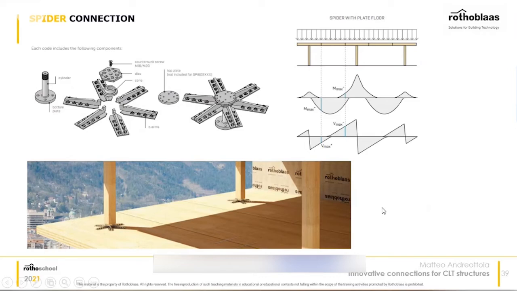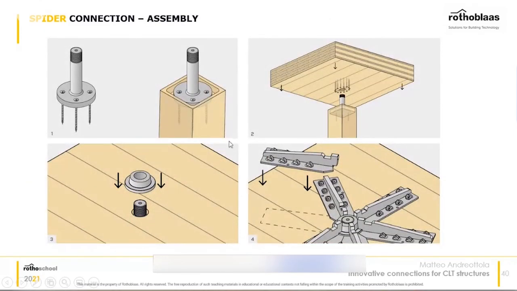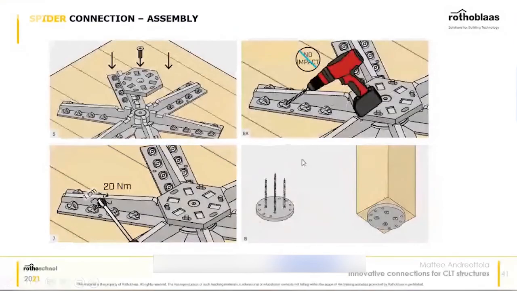And another advantage is that by having a continuous slab, you have the bending moment, which acts like the picture that you can see on the top right corner. So basically, the bending moment is not as big because you have a continuous slab. Basically, you can see here the pieces that are part of this connection system. It's very important to use the right torque to install the screws, of course, because this is a steel to timber connection. Otherwise, the risk is to damage the screws.